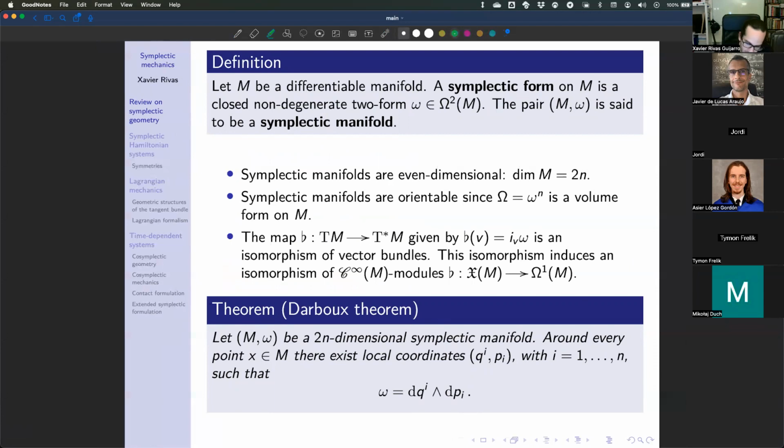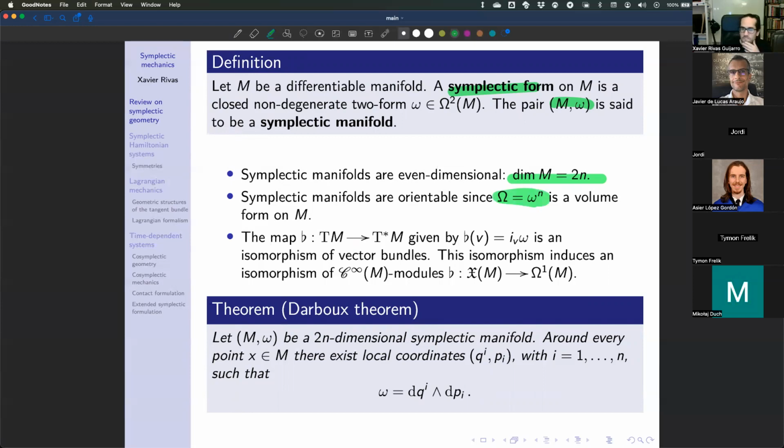So what is a symplectic manifold? A symplectic manifold is a pair (M, omega), where M is a smooth manifold and omega is a symplectic form. What is a symplectic form? A non-degenerate closed 2-form. These have several implications. For instance, every symplectic manifold is even dimensional, as Javi proved. Of course, all symplectic manifolds are orientable since omega to the n is a volume form on M.